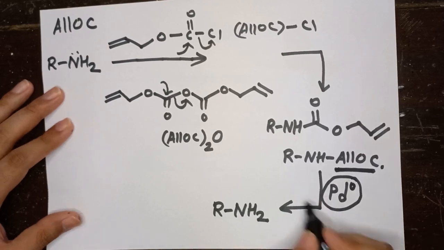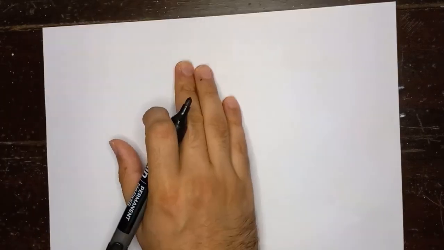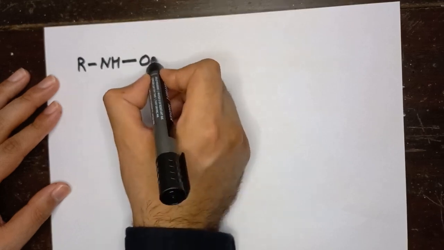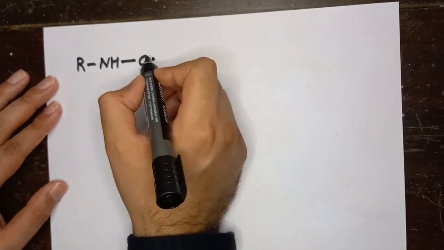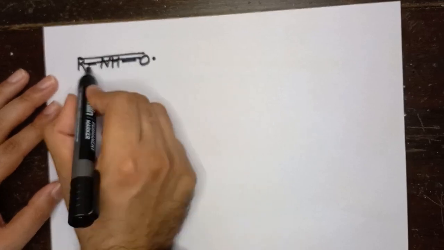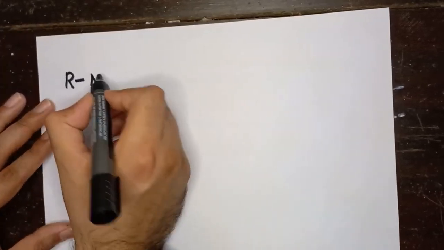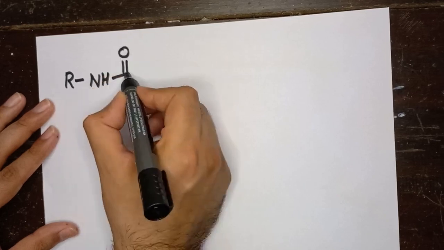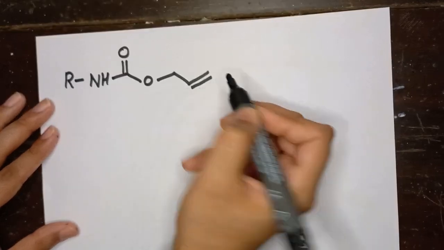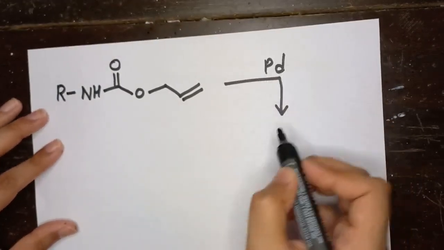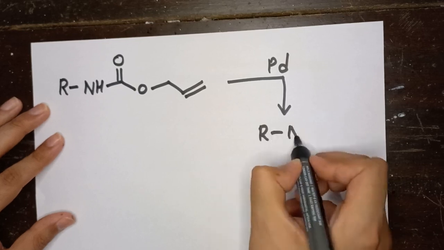So now let's see the mechanism for this step. We have this RNH. Let me write in a new page. So suppose I have this alloc protected amine. Under palladium conditions, we are able to generate RNH2.